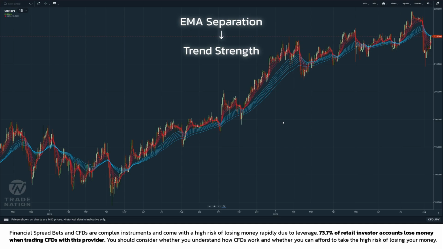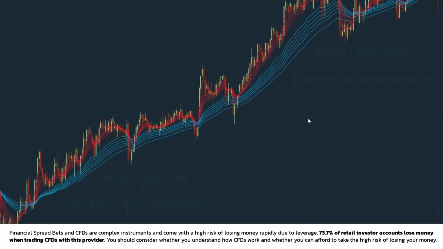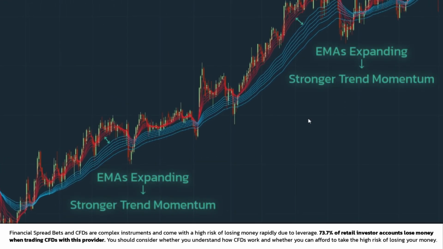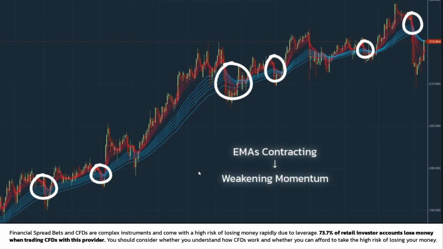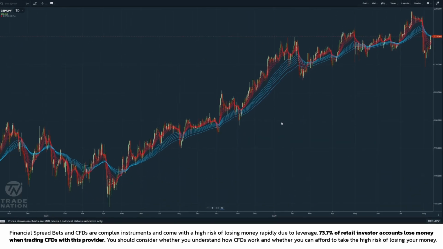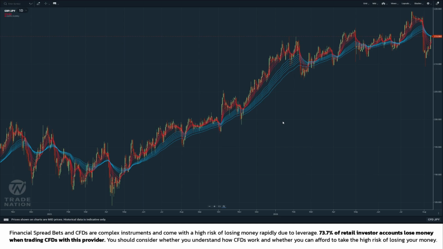The amount of separation also matters. When the averages spread apart and move consistently in the same direction, momentum within the trend is stronger. When they begin to contract, overlap, or move sideways, it suggests the trend is losing momentum or the market is moving into consolidation. A crossover between the groups can highlight a possible change in trend.